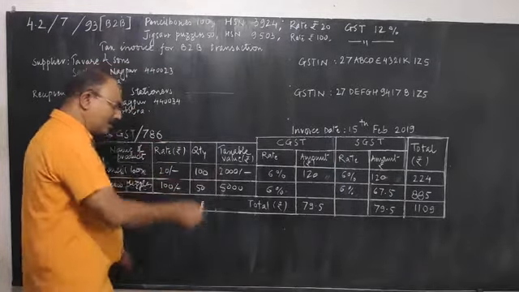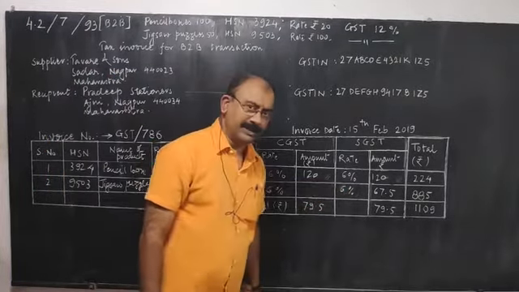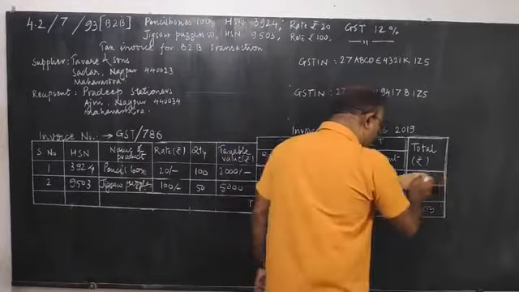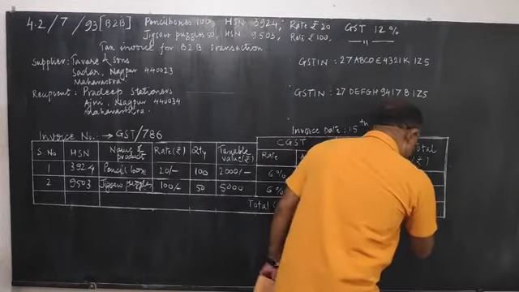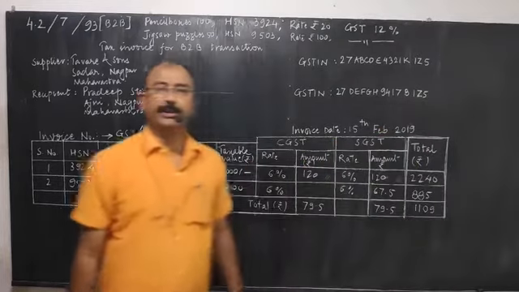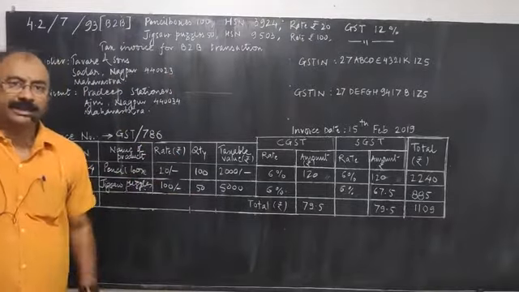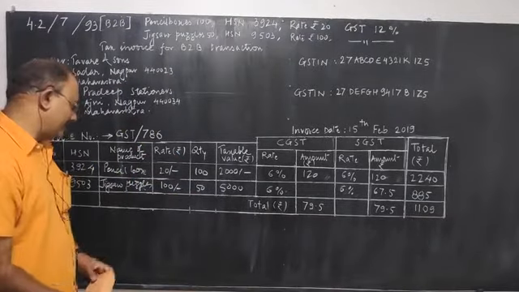Now let us write the total value. 2000 rupees taxable value, 120 and 120, that is 240. So the total amount will be 2240 rupees. Let us complete the writing part for the second article also.